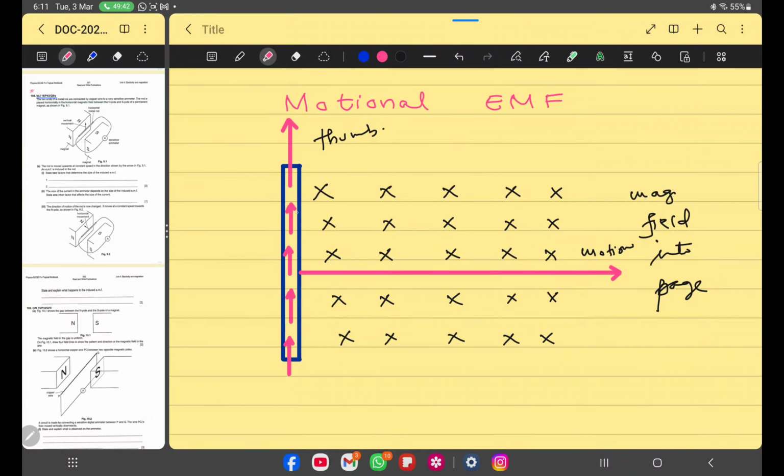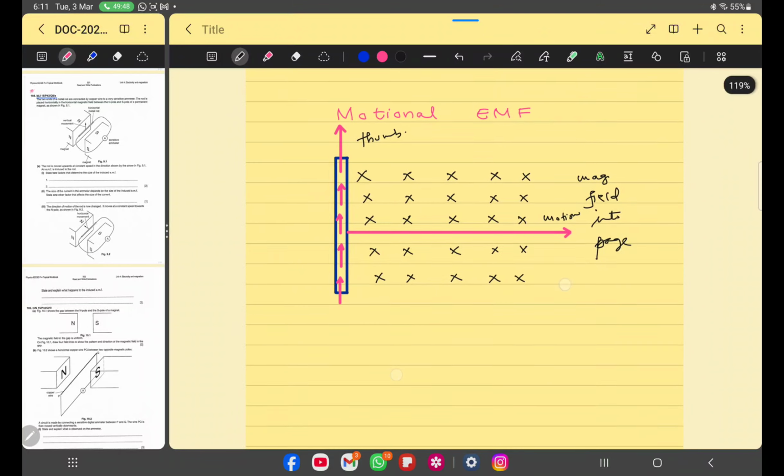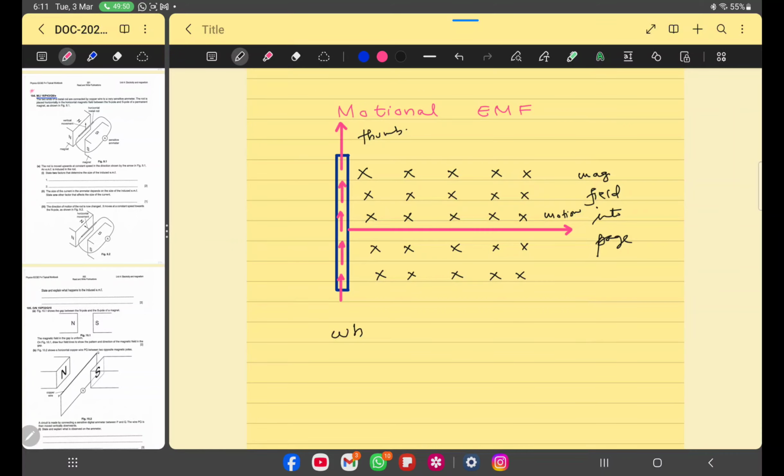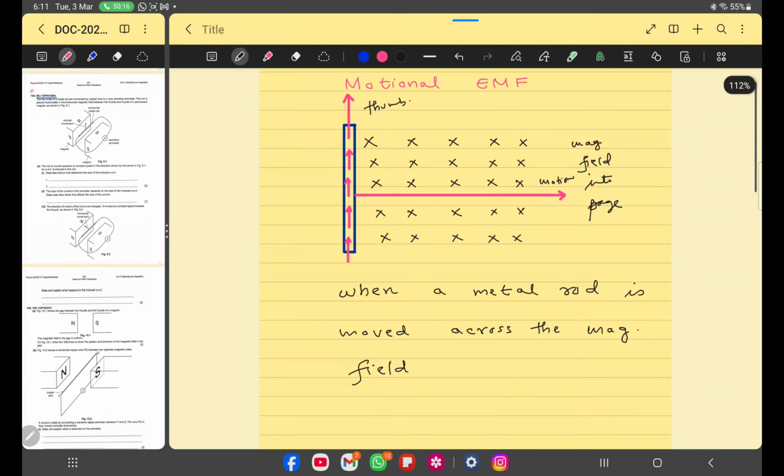Note down this definition, beta. When a metal rod is moved across the magnetic field, magnetic lines are into the page, and you are moving the rod towards the right hand side. It means you are moving the metal rod across the magnetic field.